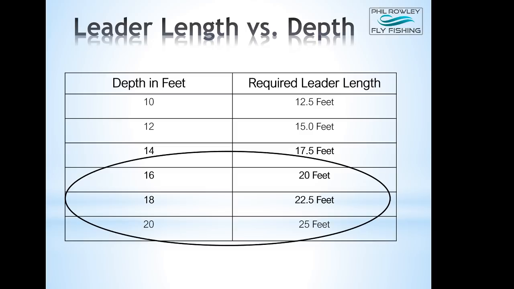But with that slow sink rate of that butt section, you can keep the painstakingly slow retrieve that we use with this method. Because if you retrieve too fast, the fly starts to follow the retrieve and pulls up out of the target zone.